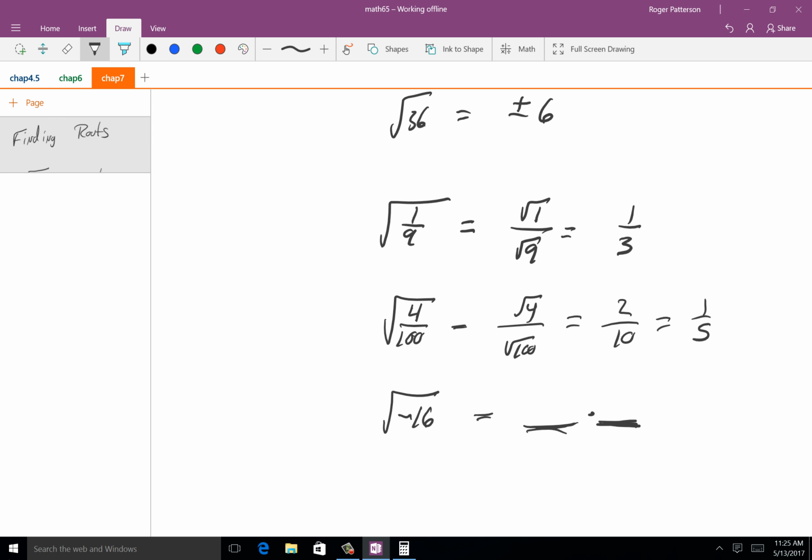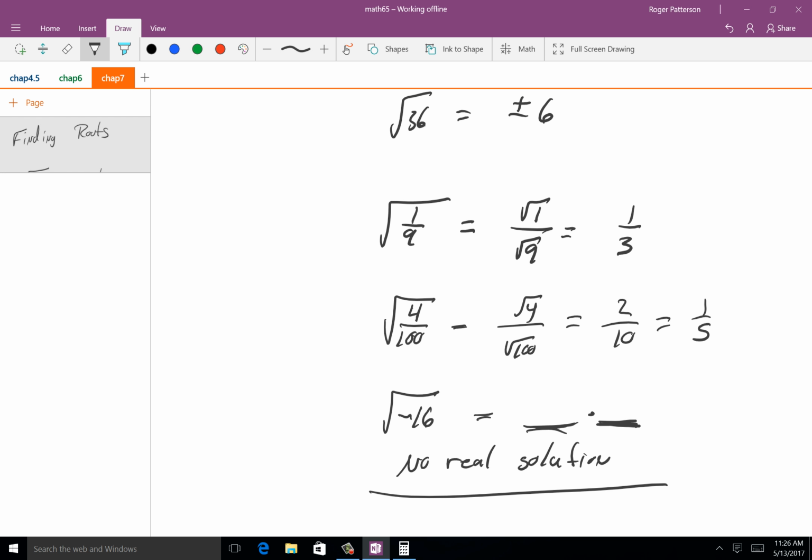Why? Paul says we can't get it. Because if you multiply a negative times a negative, you're going to get a positive. That's right. The only way you're going to get a negative is by multiplying a negative and a positive, and those are two different numbers. So this one has no real solution.